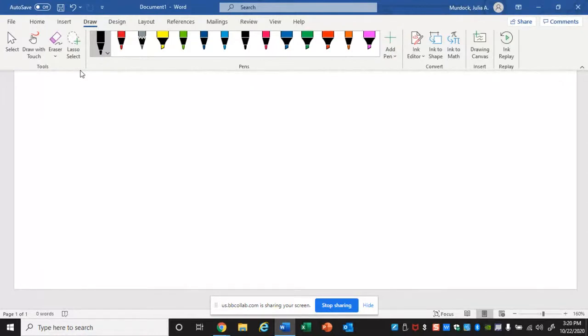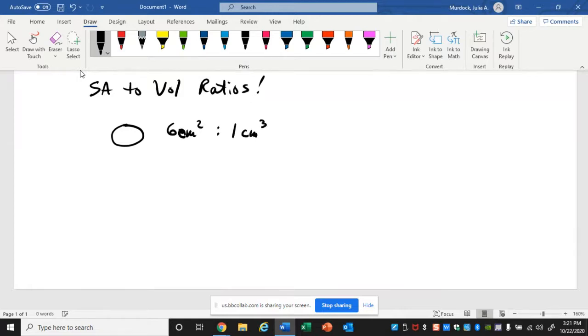do you remember the concept of surface area to volume? You did that such a long time ago, and I just want to make sure that you remember what that means. Remember Mr. W's video? So let me give you an example. What if you had a cell that was small and had a surface area of 6 centimeters squared versus a volume of 1 centimeter cubed. And then I have another cell that's much larger, and it has a surface area of, let's say, 10 centimeters squared with a volume of 8 cubic.